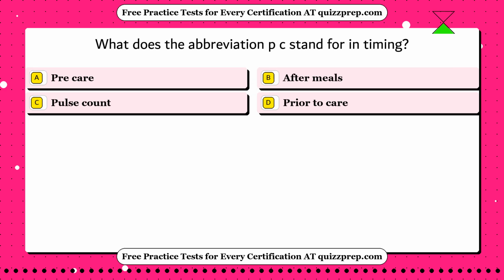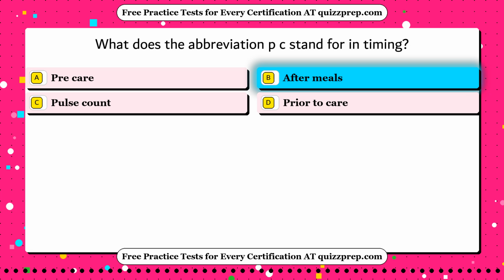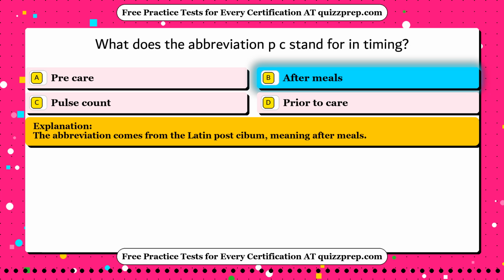Question 86. What does the abbreviation PC stand for in timing? Option A, pre-care. Option B, after meals. Option C, pulse count. Option D, prior to care. The correct answer is option B, after meals. The abbreviation comes from the Latin post cibum, meaning after meals.